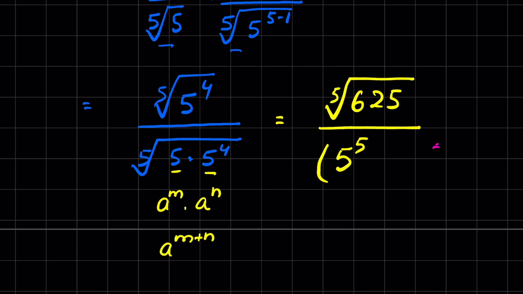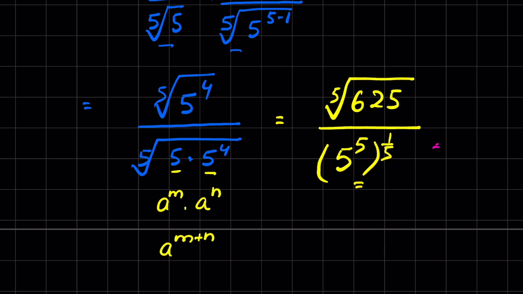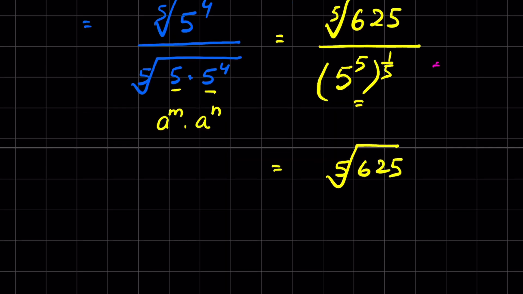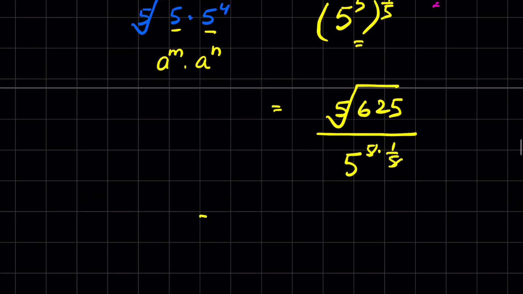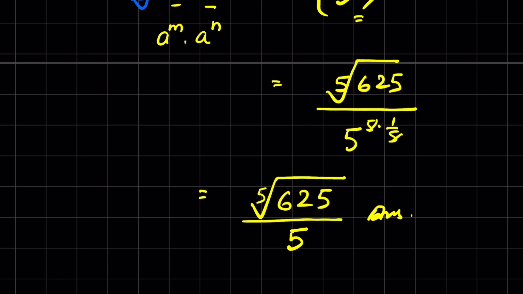Fifth root means it is raised to the power of 1 upon 5. Now this is in the form of a raised to the power m whole raised to the power n, and this is equal to a raised to the power m times n. So it is fifth root of 625 upon 5 raised to the power 5 times 1 upon 5. So this 5 and this 5 gets cancelled. So answer is 625 under fifth root upon 5. Now in the denominator we have a real number. So this is how we rationalize the nth root.